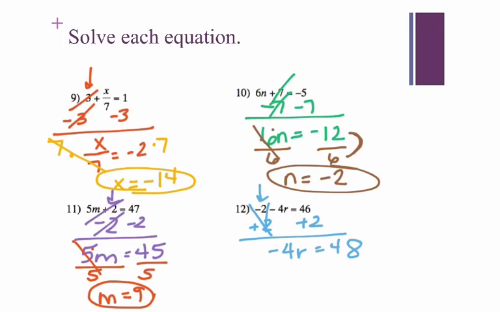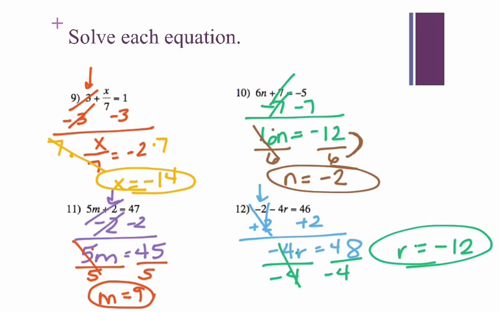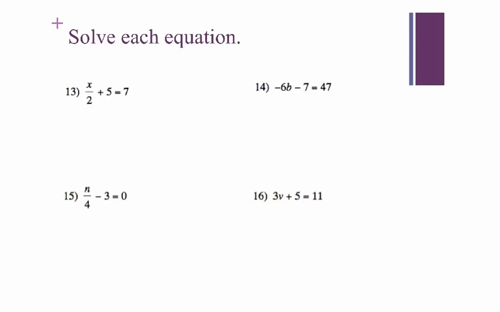And then we got to keep going. We have to finish this off. So it's currently negative 4 times r. So the inverse of multiplying by negative 4 would be to divide by negative 4, which results in r is equal to positive 48 divided by a negative 4 would be a negative, and 48 divided by 4 is 12. So r is equal to 12. All right, I say pause your video and try these all on your own.